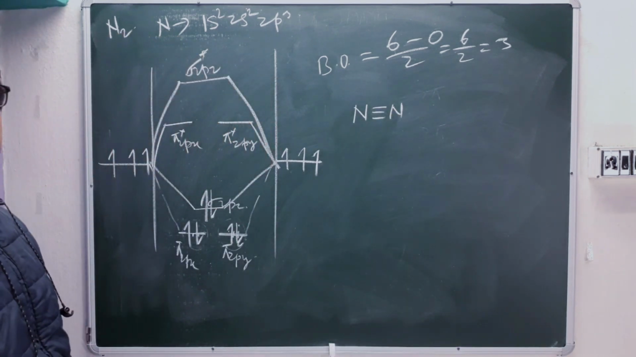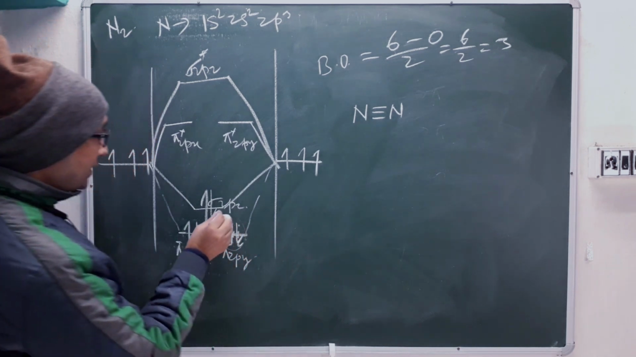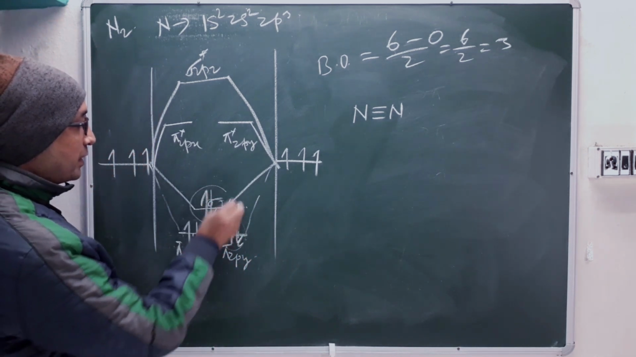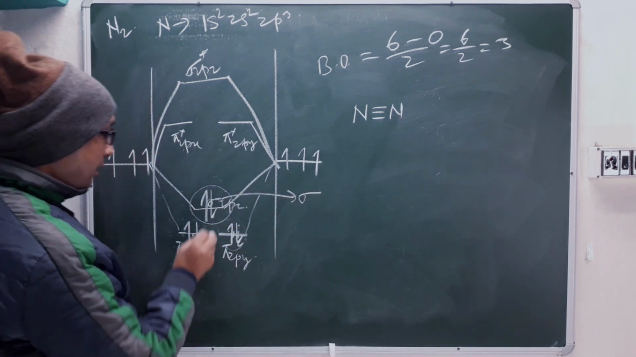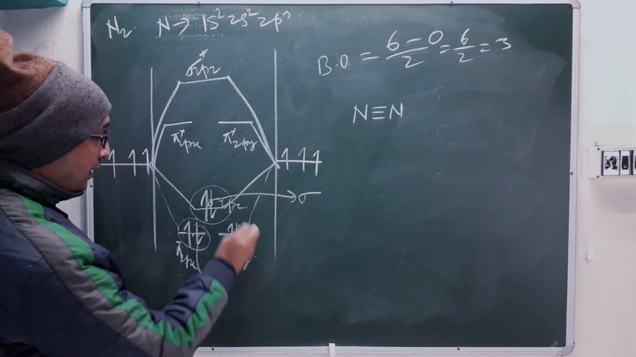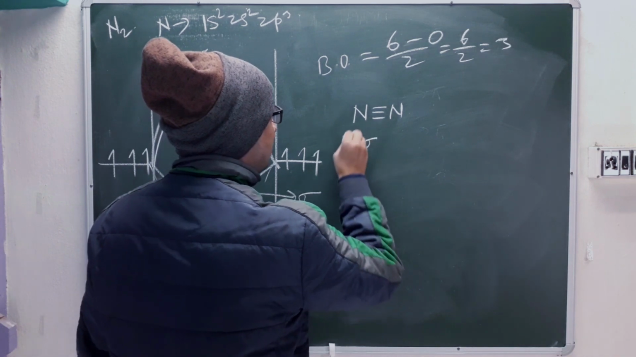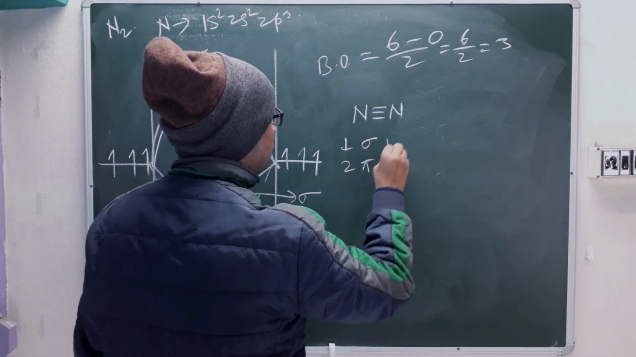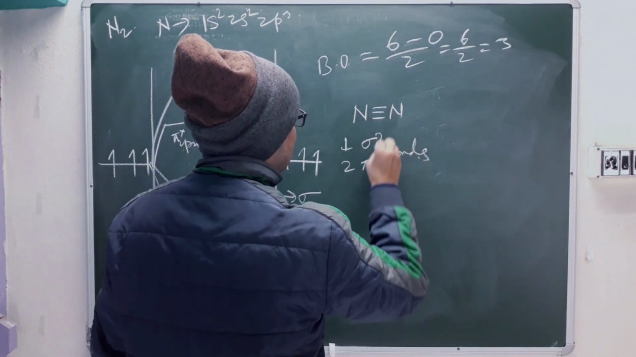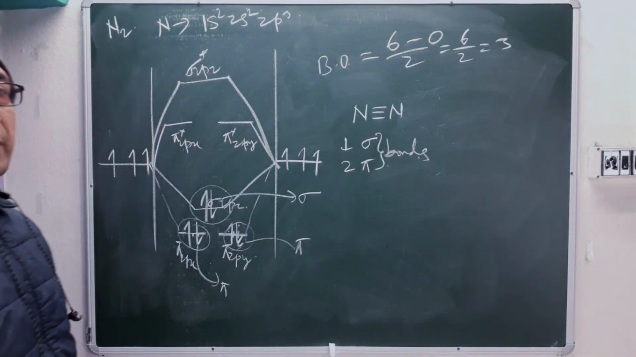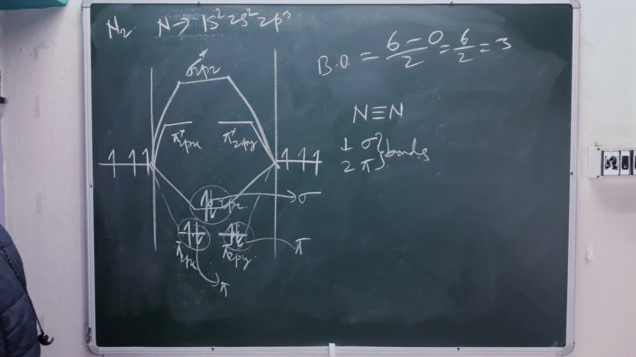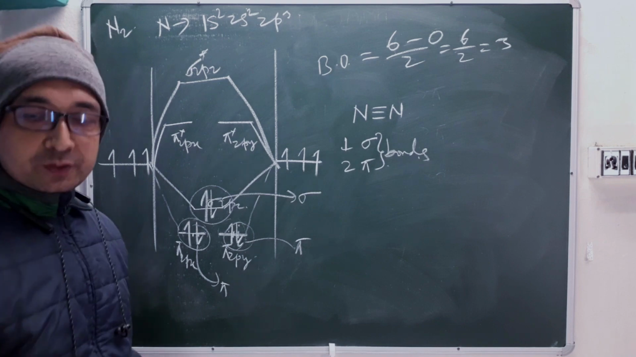So what is the nature of these bonds? We know that one is sigma. See, this is sigma 2pz, right? This bond belongs to sigma. This belongs to pi, and this also belongs to pi. So one sigma and 2 pi bonds are there in N2. Correct? Okay, next is O2.